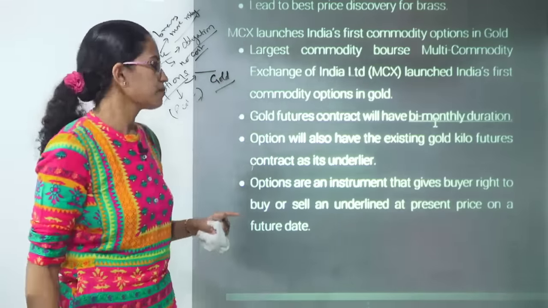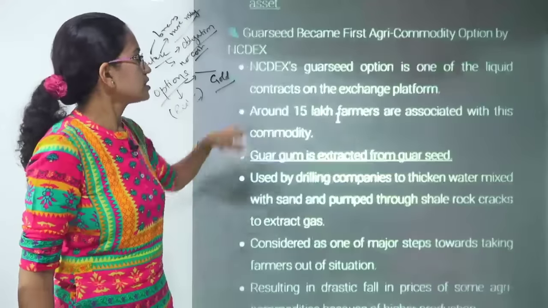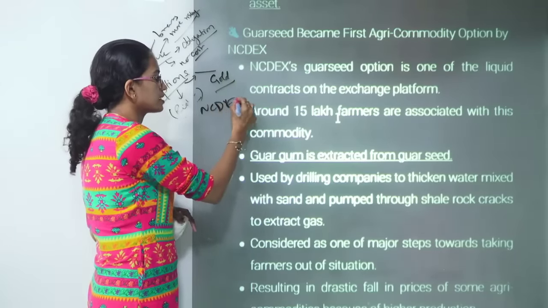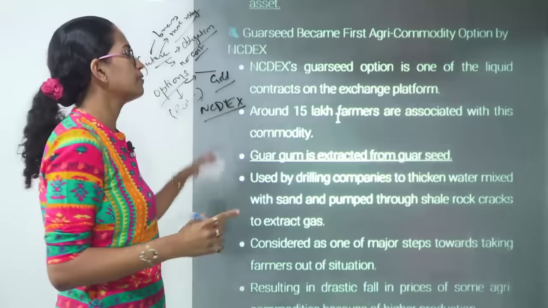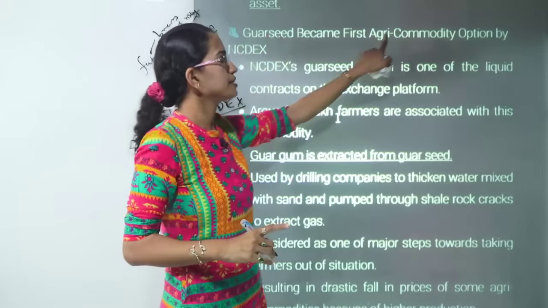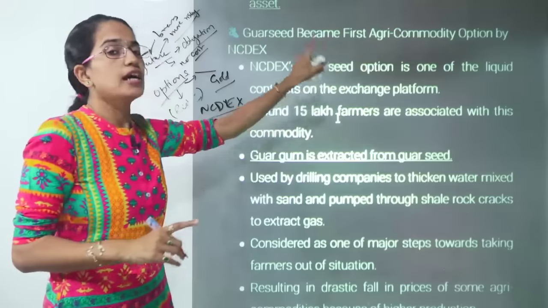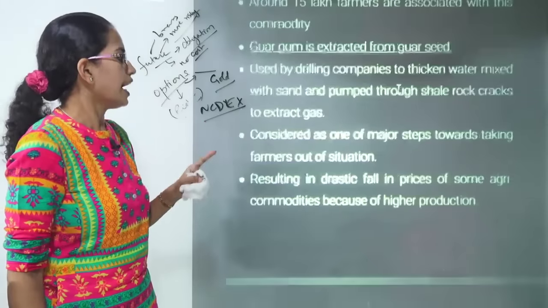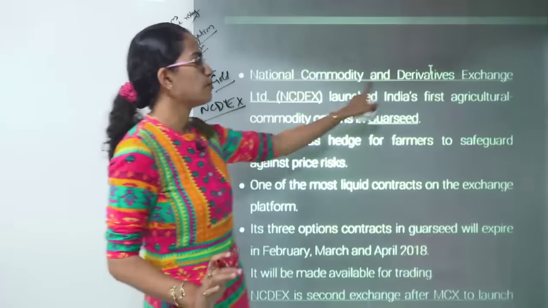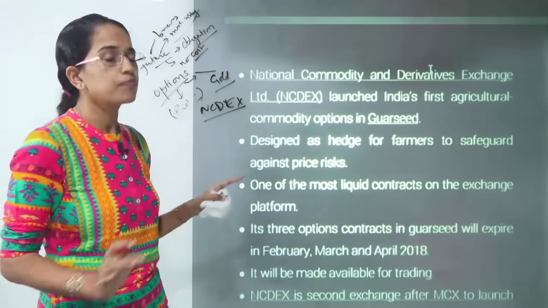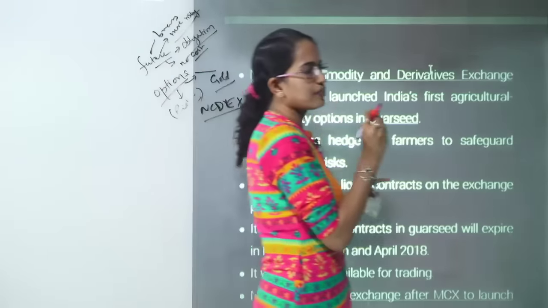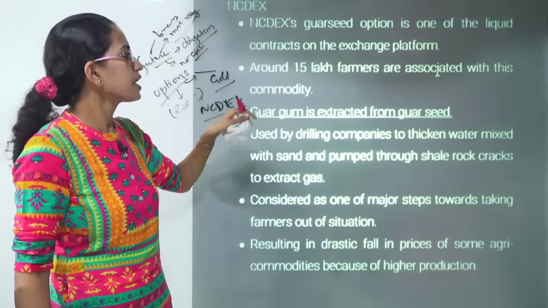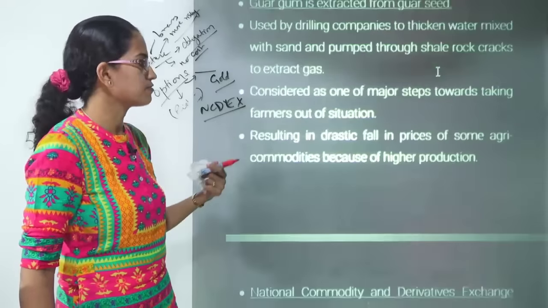So that's again important. Now the next important thing is the NCDEX. NCDEX, which is the second important commodity trading platform in India, has released guar seed as the first agri commodity option. Again, guar seed has come up as an option, not a future. So that's again important to remember. And NCDEX is basically the National Commodity and Derivatives Exchange Limited in India. Now for this guar seed, more than 15 lakh farmers are engaged in guar seed production, and you have guar gum that is being extracted from these guar seeds.